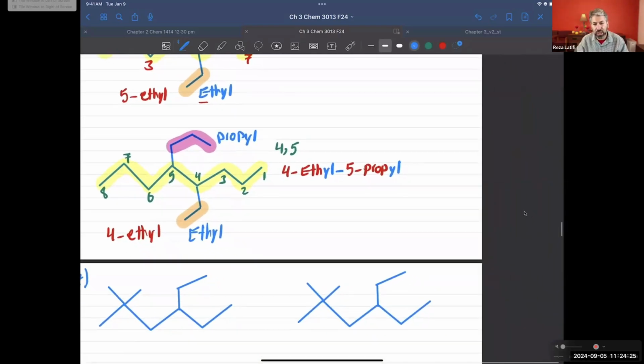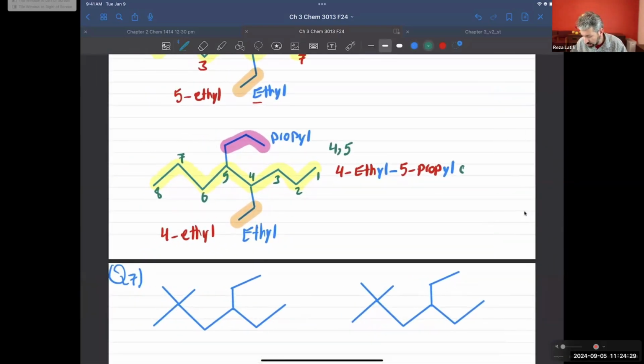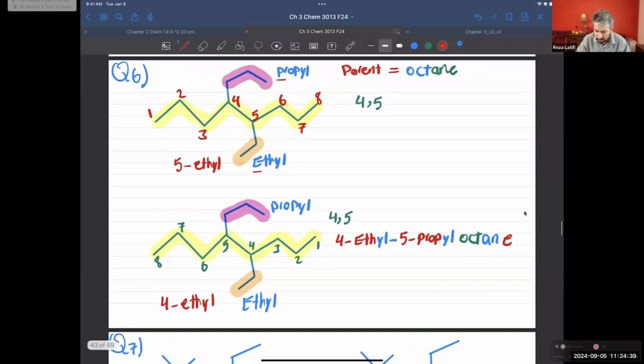And where are they? They are sitting on 8 carbons. So you say octane. Octane. And I got 4 and 5. How about the top one? If I want to name it, it will give me this. On the 5th carbon, I have ethyl. Next, on the 4th carbon, I have propyl. And then I say all this is sitting on 8 carbons, so it will be octane.